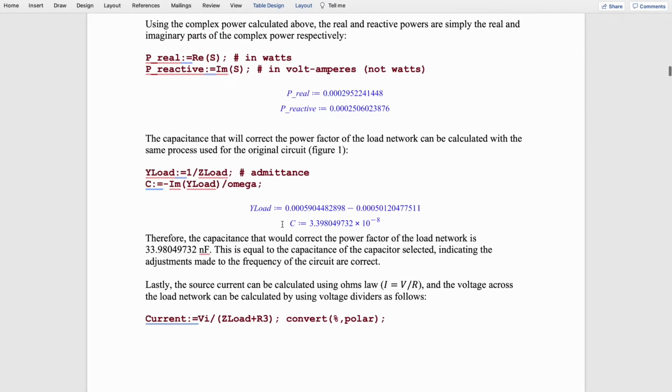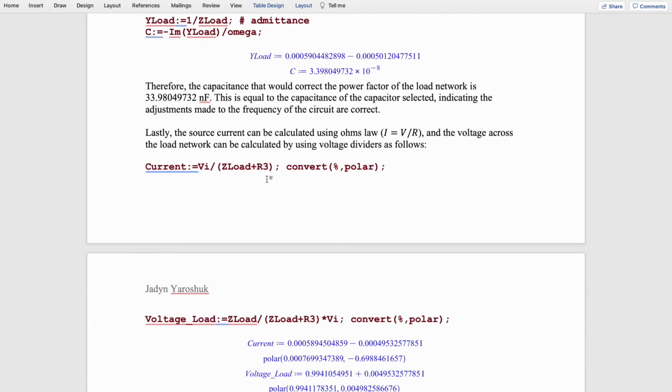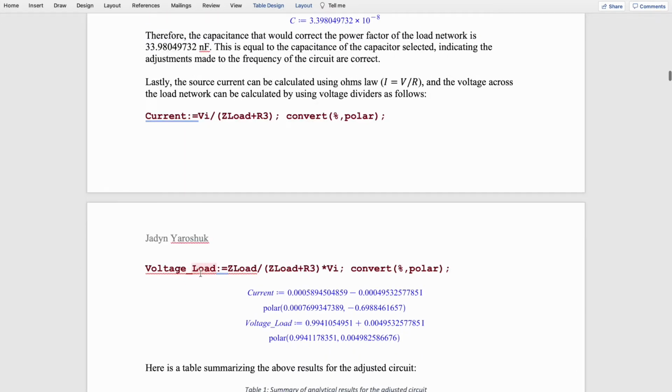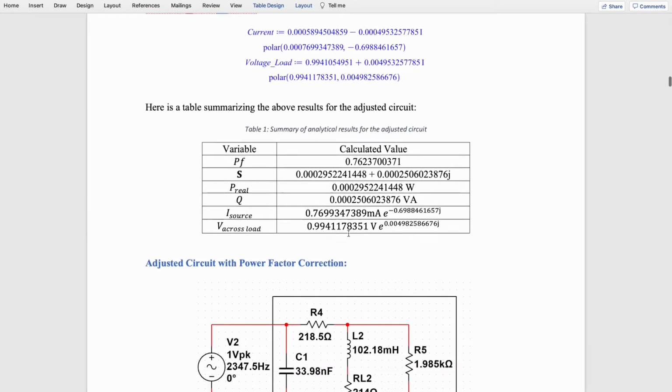Just to double check, we find that if you isolate or solve for the capacitance that would correct the power factor, it is in fact 33.98 nanofarads. You can find the current using Ohm's law, just the source voltage divided by the total impedance. And then for the voltage of the load, you can use voltage dividers. The results are summarized below.